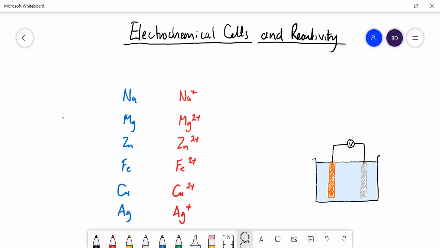Okay, so you probably recognize this column here as a partial reactivity series. So starting off with sodium, very reactive, and going down to silver, which is the least reactive. So I'm going to put there increasing reactivity.